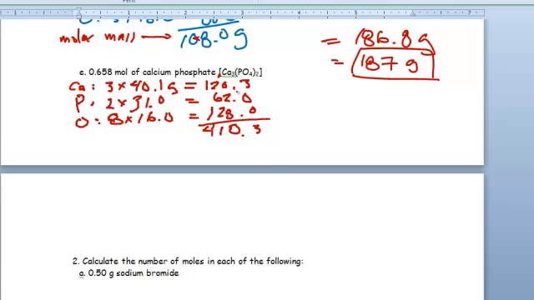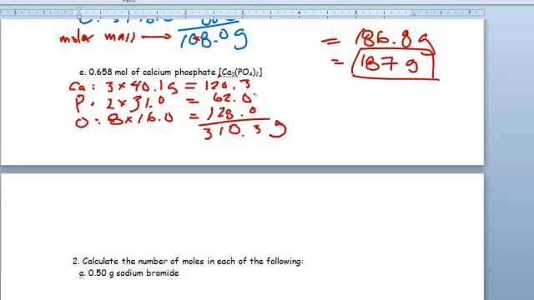Let me just triple check that, make sure. I'm kind of doing this right along with you. Whoops, yep, I thought I made a mistake. My spider sense went off. I sensed danger. Okay, 310.3 grams. That is the molar mass of calcium phosphate.